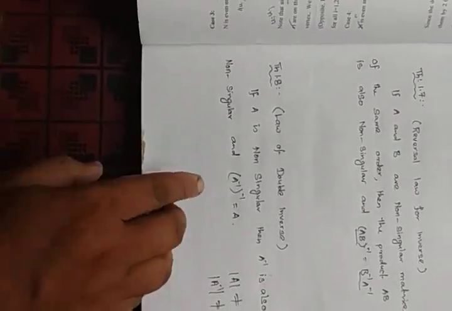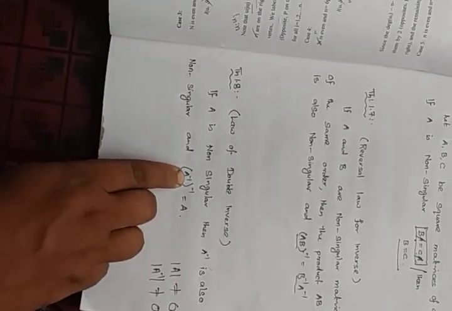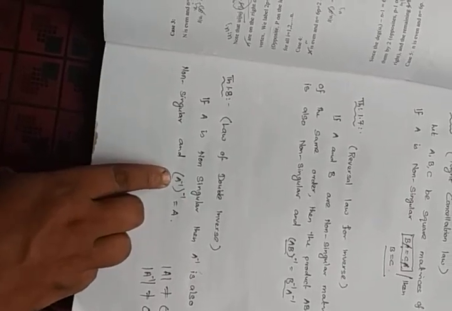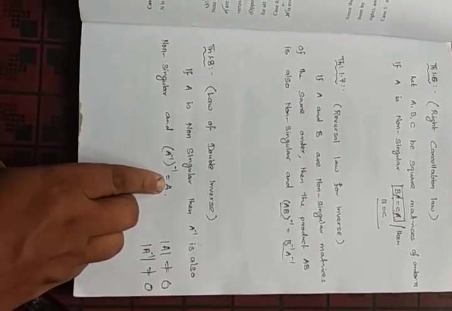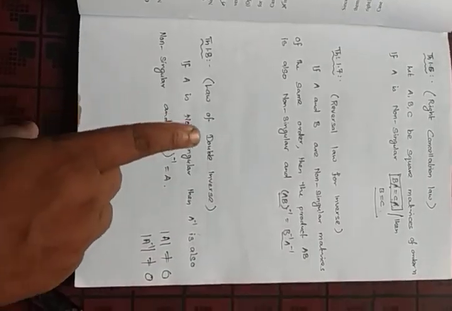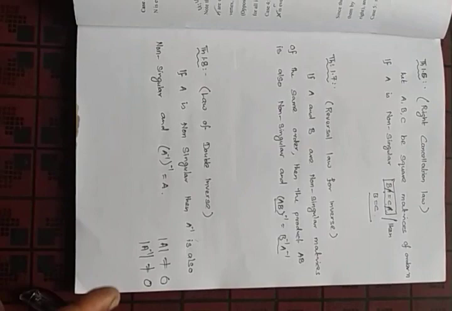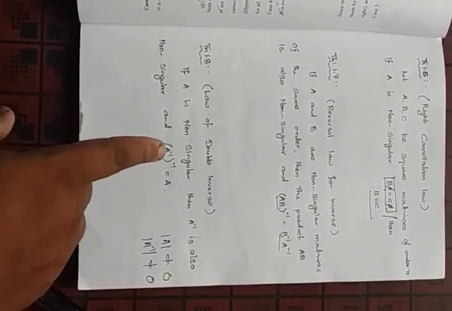Such a thing is happening. Then if you take the inverse of A inverse, what value does it come to? It equals A. This is nothing but the law of double inverse. As you know, law of double means the inverse is taken two times, one inside the bracket and another outside the bracket. I repeat this statement: if A is non-singular, then A inverse is also non-singular.